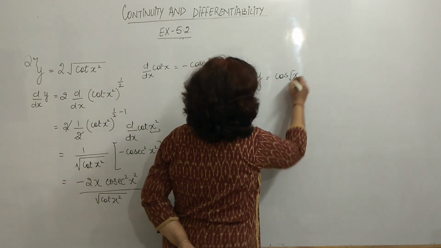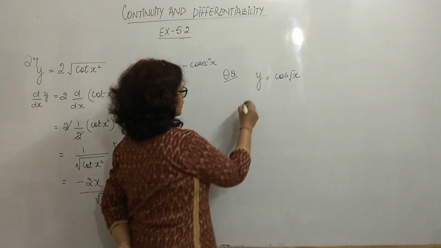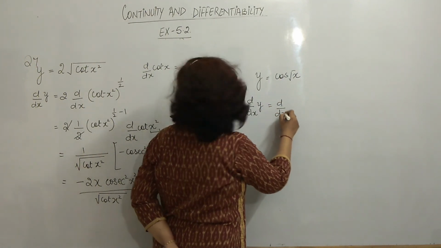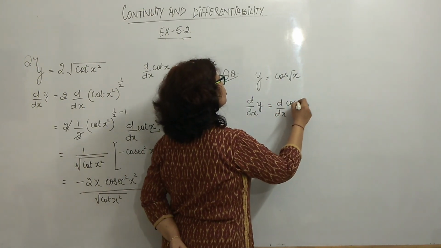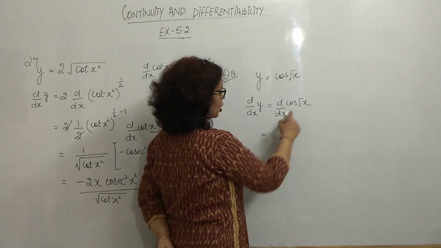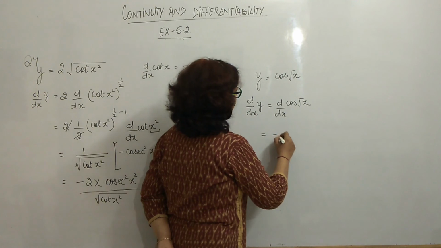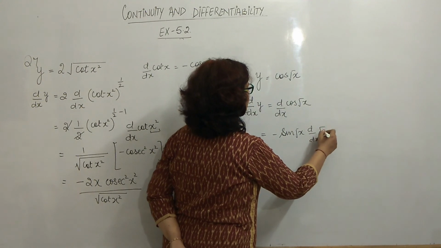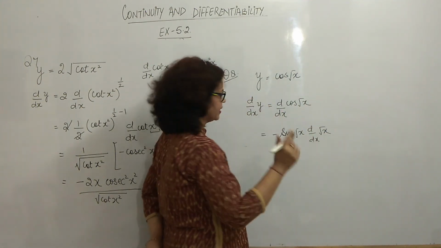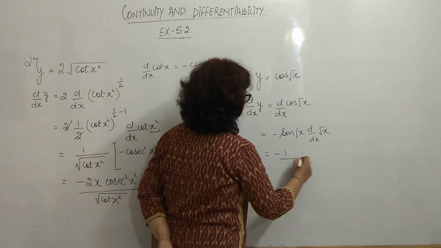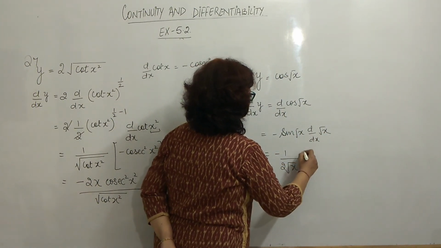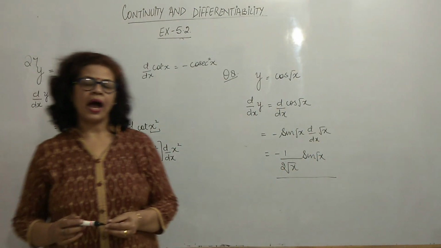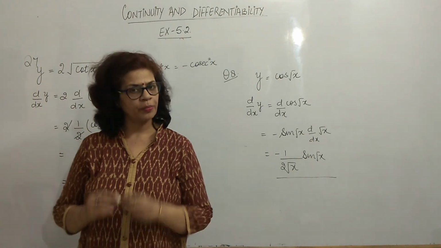Cos root x. As we did sin root x, d by dx of this is an easy question. Question number 6 you need to do again and again, right? The derivative of cos of something is minus sin of something, and the derivative of something once again, because it is not x, this is a function of x. The derivative of root x is 1 upon 2 root x, so minus sin root x over 2 root x.